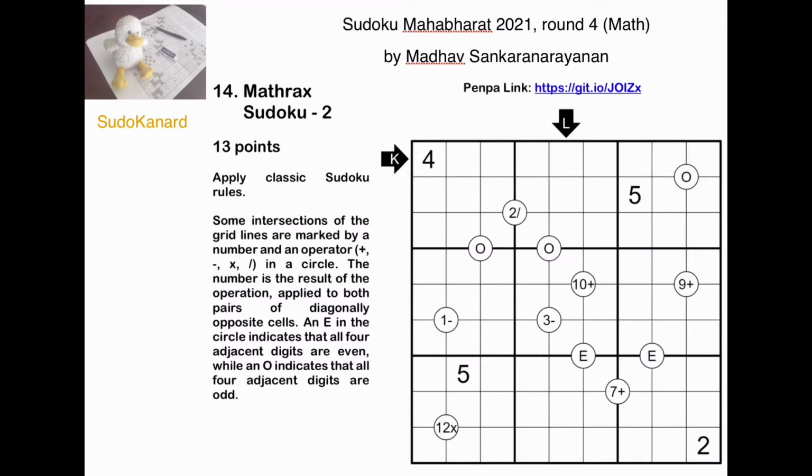Well, this means that both diagonals have a product of 12. This means that both diagonals have a difference of 1. Same for the other operations. This O means that all 4 digits are odd. This E means that all 4 digits are even. So let's start.